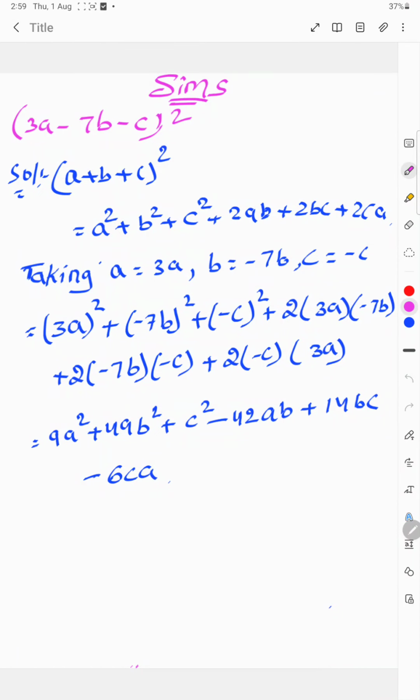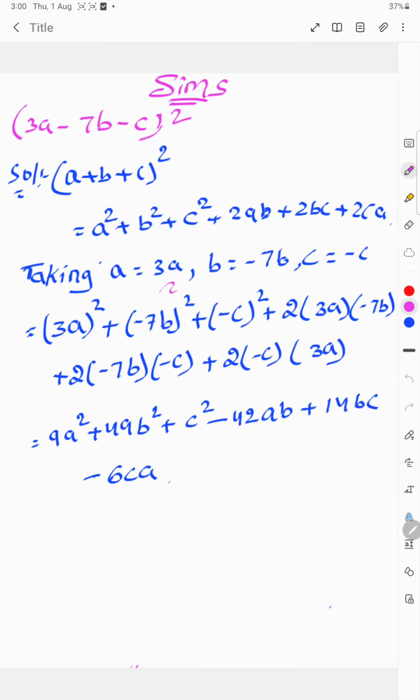Welcome to Civils. Today's topic: expand (3a minus 7b minus c) whole square. Let's see the solution. You know that (a plus b plus c) whole square is a square plus b square plus c square plus 2ab plus 2bc plus 2ca. So that's why we use this equation.